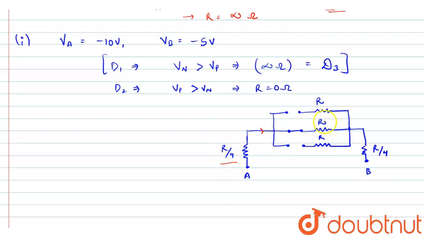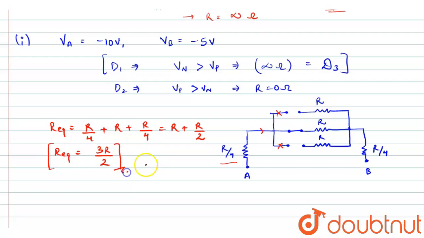Okay, then this R and this R by 4, all three resistances are connected in series because no current will be going in these branches. So we will have R equivalent equals R by 4 plus R by 4, so this will be equal to R plus R by 2. So R equivalent for case 1 will come out to be 3R by 2.